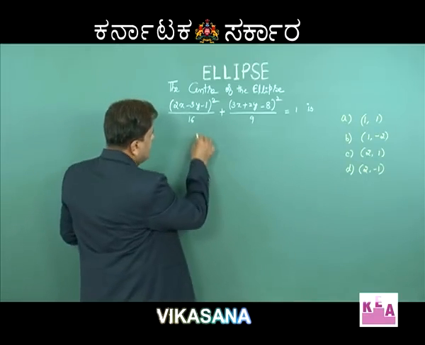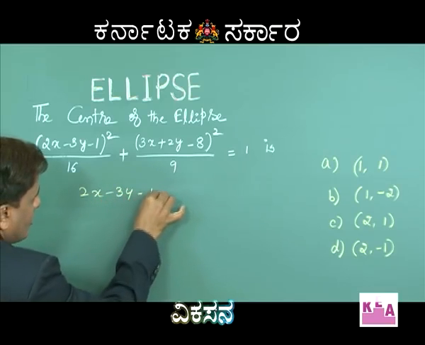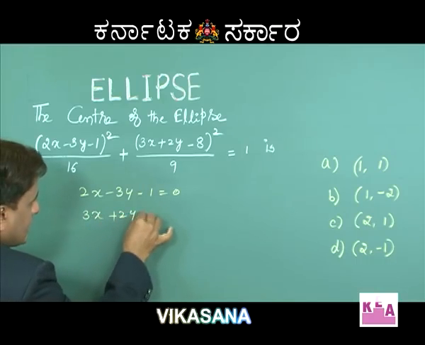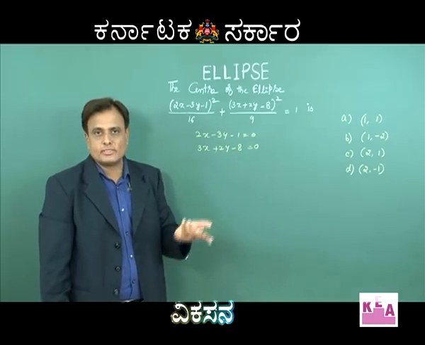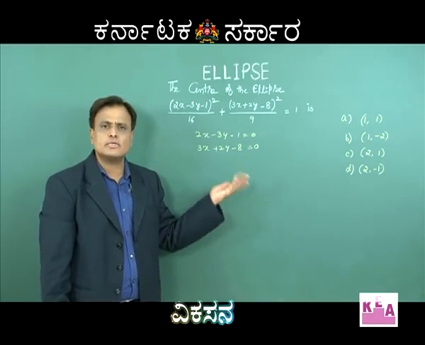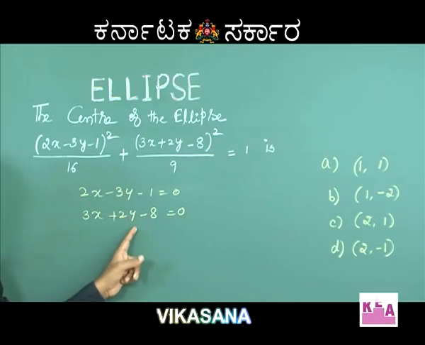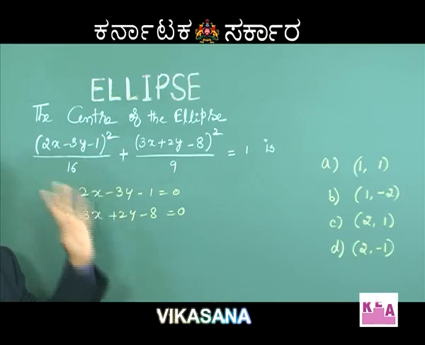So therefore we equate them now. 2x minus 3y minus 1 is equal to 0 and 3x plus 2y minus 8 is equal to 0. Again, to solve this we have methods: substitution method, elimination method, Cramer's method. No, directly now we substitute the options in it. Whichever option satisfies both equations will be the point of intersection of these two lines, and that point of intersection will be the center of our ellipse.